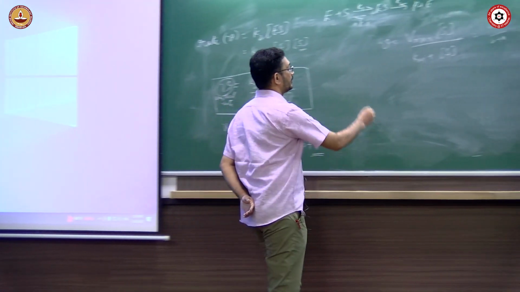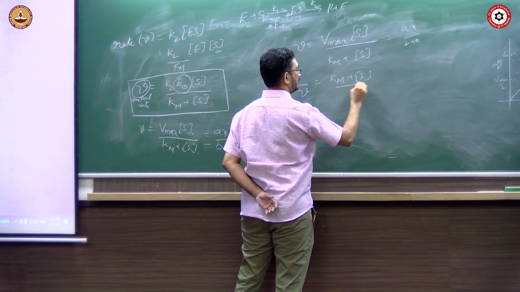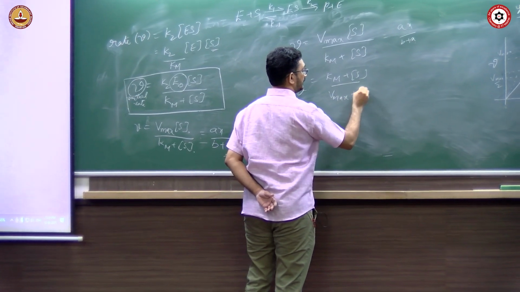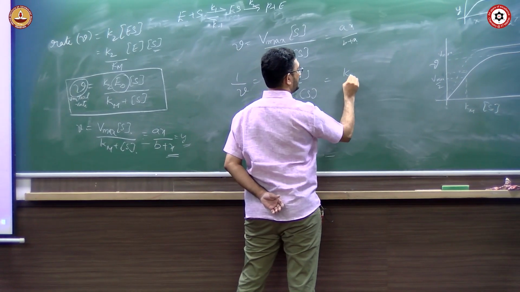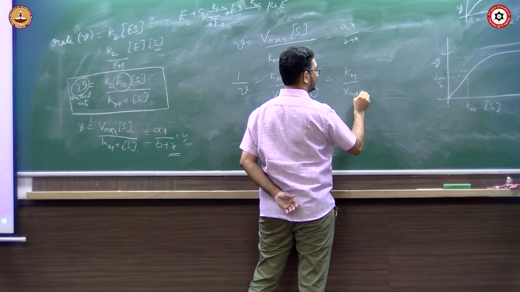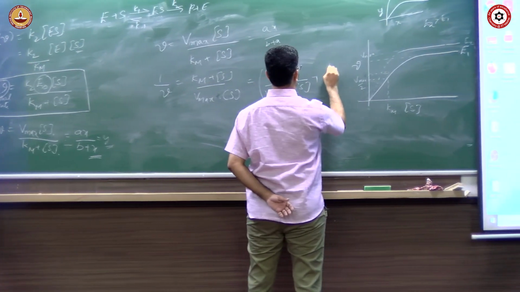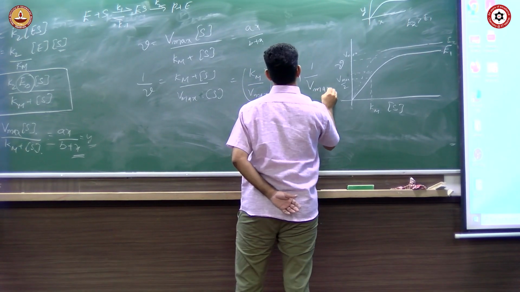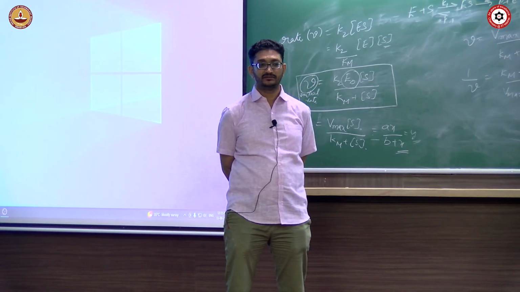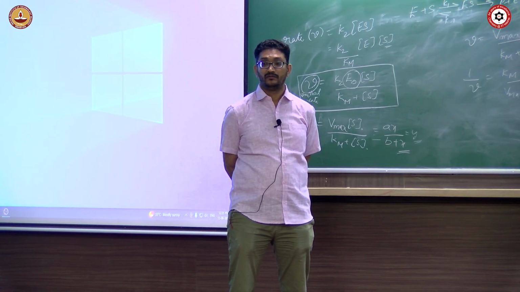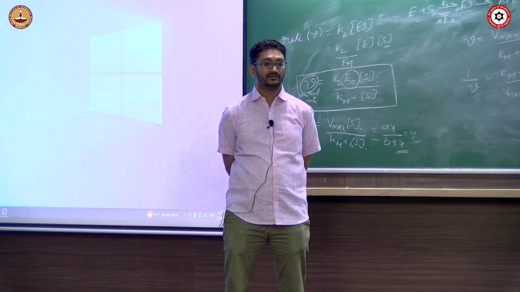If I take a simple reciprocal, it will be 1 by nu is equal to Km plus S by Vmax into S. It is nothing but Km by Vmax into 1 by concentration of S plus 1 by Vmax. Now, does this look like a linear curve? What will be my y-axis? Y-axis is 1 by nu. What will be my x-axis? 1 by?